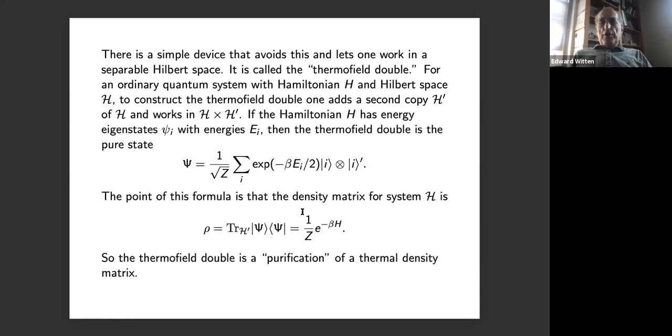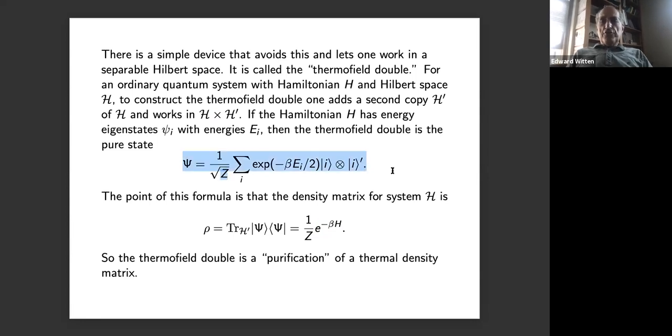The point of this formula is that the density matrix for system H, where you integrate out H prime, is simply a thermal density matrix. In other words, if you do a partial trace over H, for each I, there's only one state in the second system that's excited. So the partial trace over the second system will just give you the sum of projectors onto I, each weighted with the square of this coefficient, which is the appropriate thermal factor for the state I.